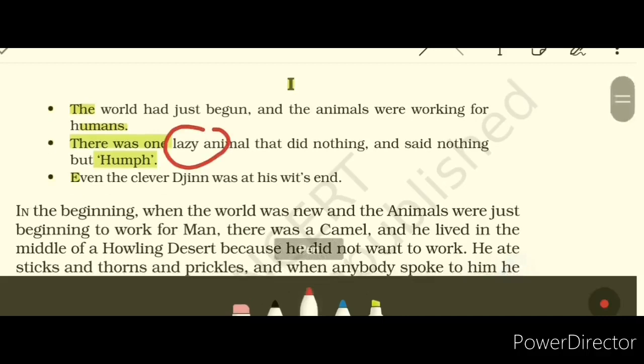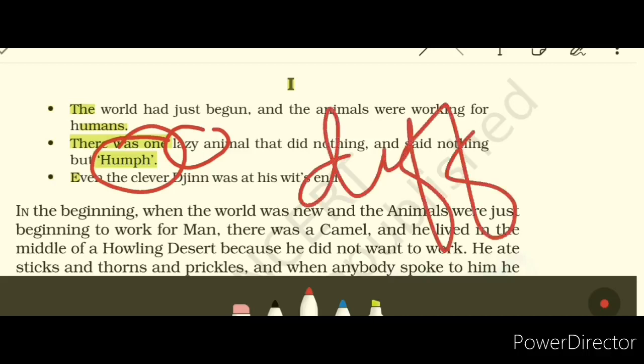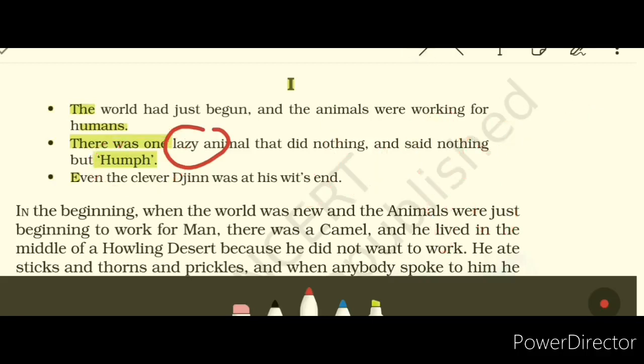One thing that is to be noted is the spelling of humph here and the spelling of hump in the title is different. You got to note that down. There is a purpose behind that. There is a reason. We'll find out as we read the lesson.